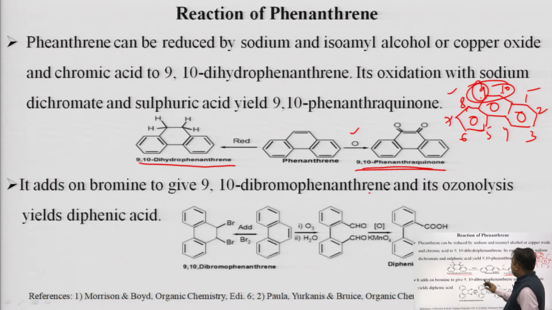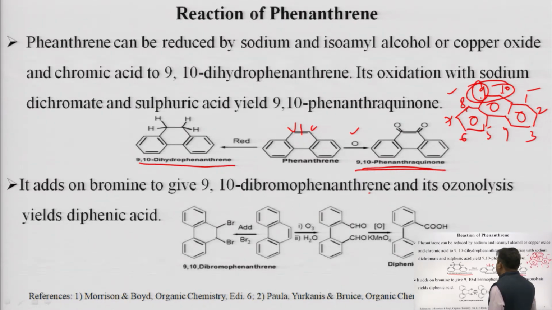So you can see that in case of reduction, this double bond will be broken and the addition of two hydrogens will occur at the 9 and 10 positions. In case of oxidation, two oxygen atoms will be added on the 9 and 10 positions to get the oxidized product.